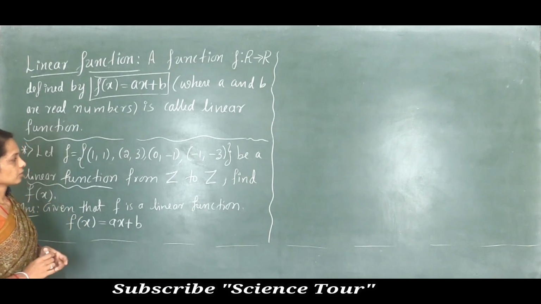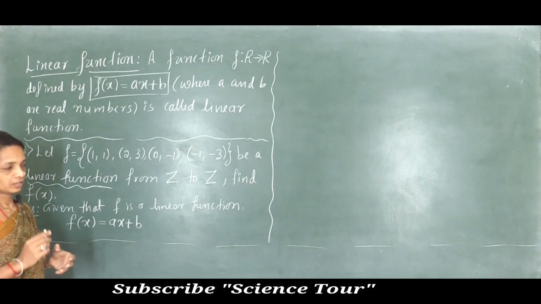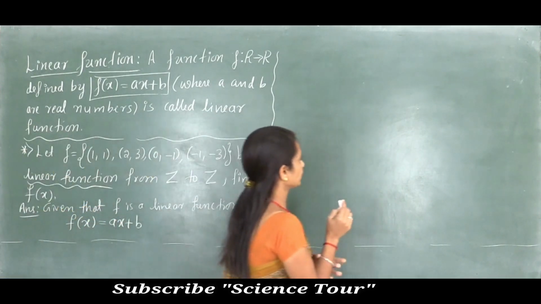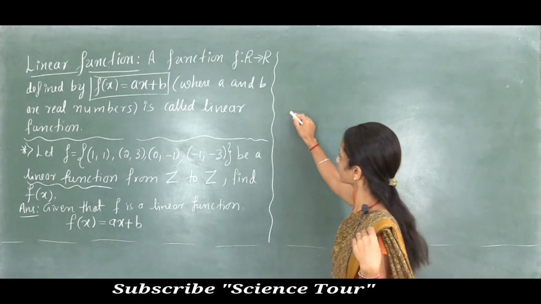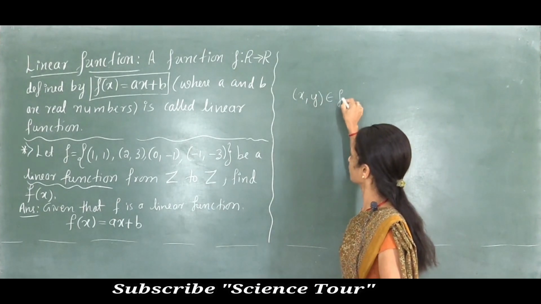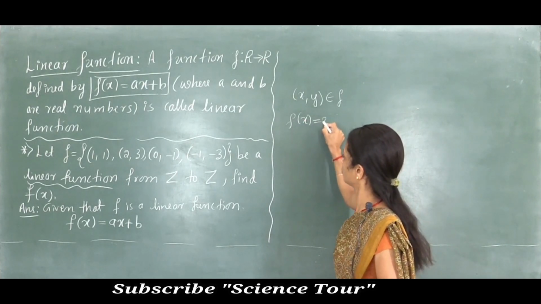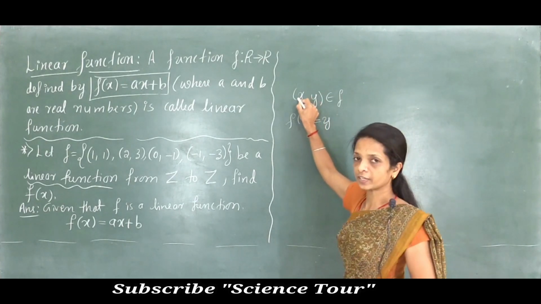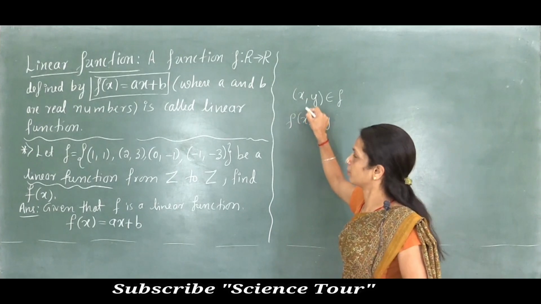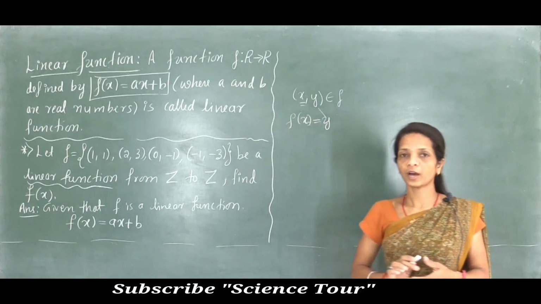Now how to use ordered pairs to find a and b? You have to know one basic thing: suppose the ordered pair (x, y) belongs to f, then we can write f of x is equal to y. F of first element is equal to second element. That we have to use.